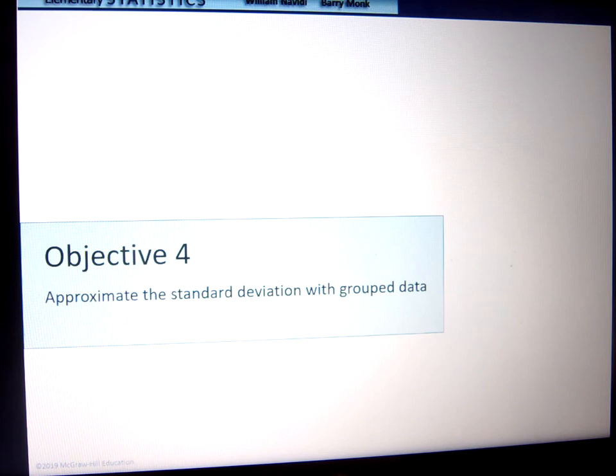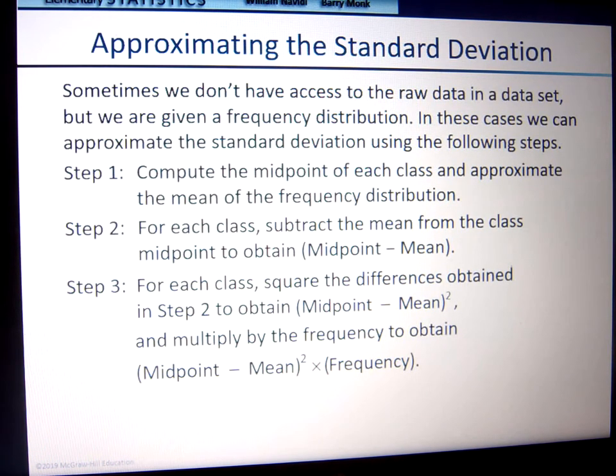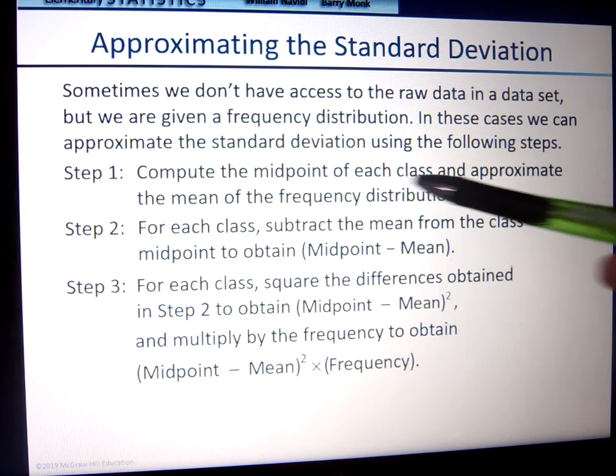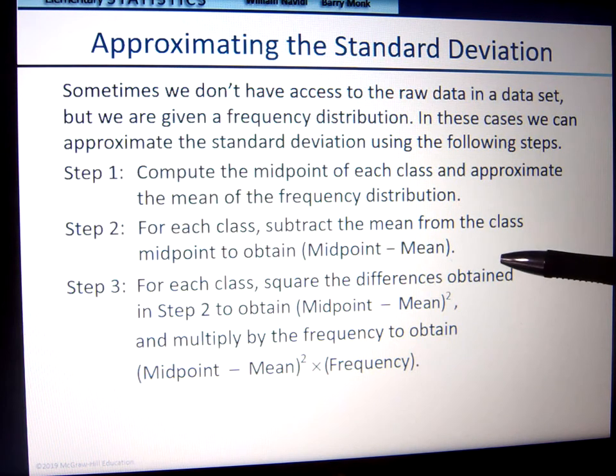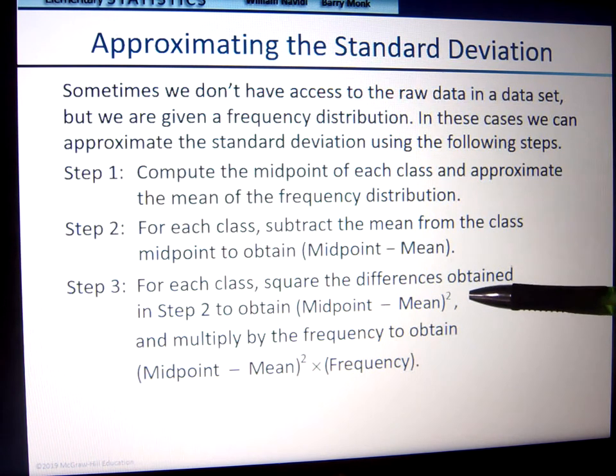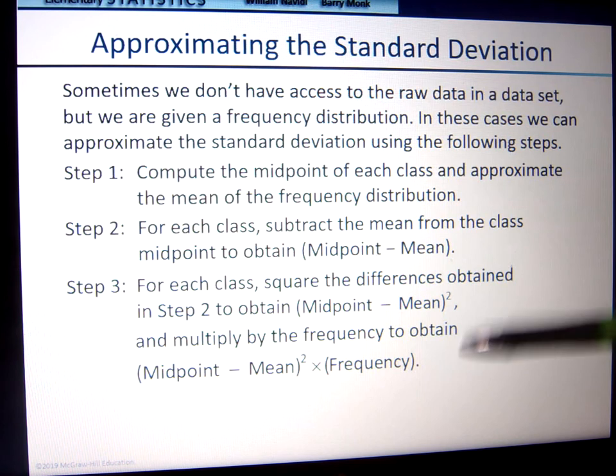All right, now we're going to take a look at approximating the standard deviation with grouped data. So again, sometimes we don't have access to the raw data. We might have a frequency distribution. So once again, we're going to compute the midpoint of each class and approximate the mean of the frequency distribution. For each class, we're then going to take the midpoint minus the mean, which we looked at in 3.1. After we do that, we will square those values, and then we will multiply it by the frequency.